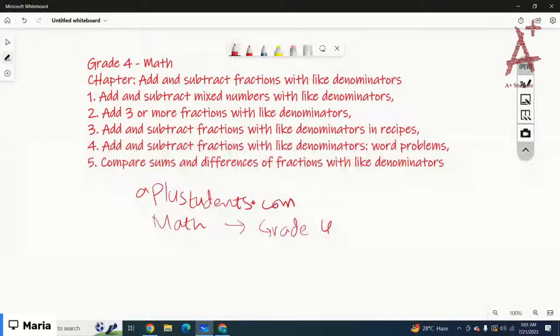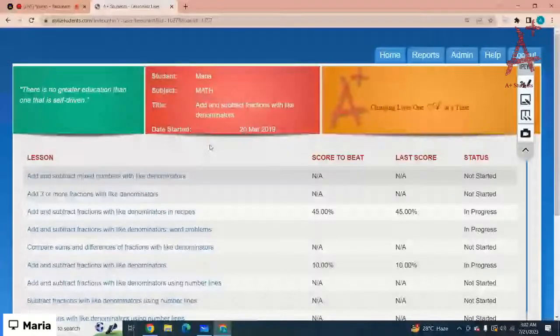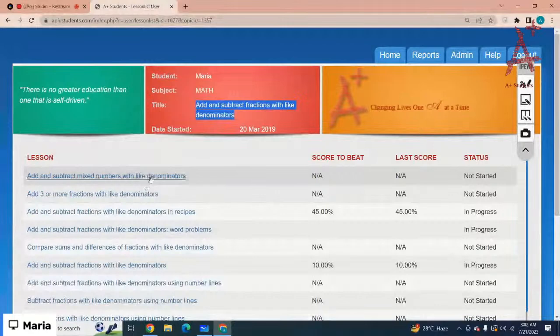Okay, here I'm on grade 4 math. The chapter we're going to start with is add and subtract fractions with like denominators. Here is the chapter name. Let's start with the first lesson, that is add and subtract mixed numbers with like denominators. So let's see the first lesson. Subtract 11 whole 5 over 8 minus 2 whole 1 over 8.